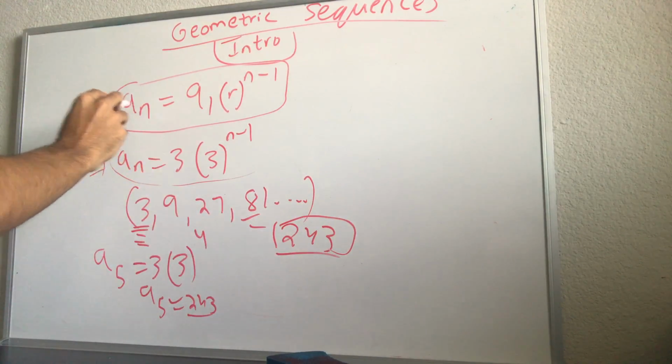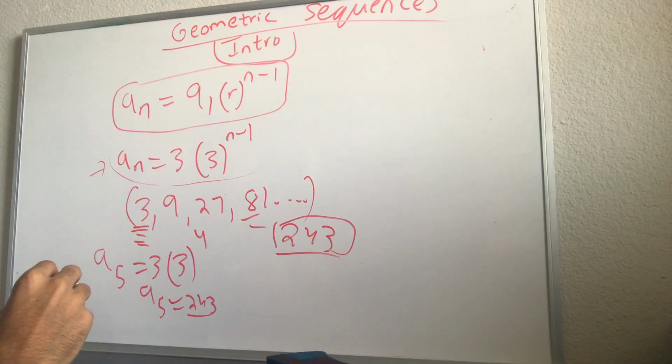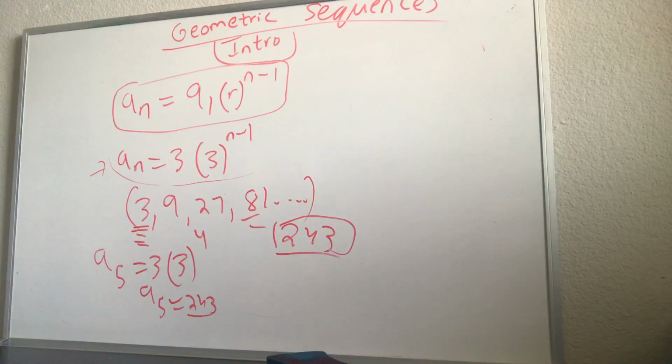So this is the formula: A(n) is equal to A1 times R to the power of n minus 1. So just know this formula, and really you're just substituting the values into the formula. So that's just the introduction to geometric sequences.